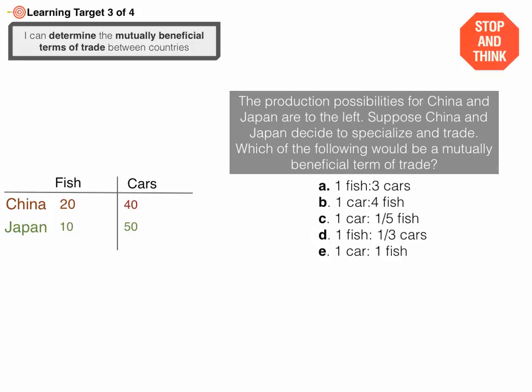Now you try. In this example with China and Japan, fish and cars, we previously did it, so you already have calculated the opportunity costs. Now, which of the following would be a mutually beneficial term of trade? Pause the video here and find the answer.